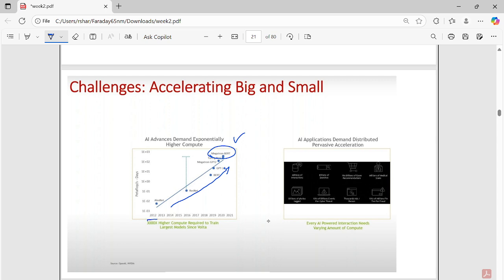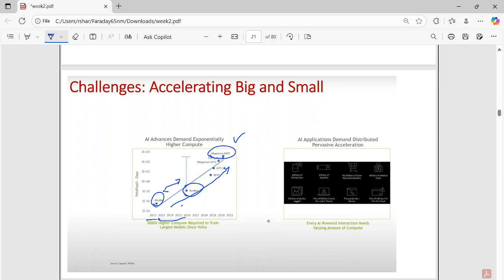In 2012, the network which won the ImageNet challenge was AlexNet, and then later we can see ResNet. There is a 300x gain in just these 3 years from the previous model, and so the amount of compute needed increased by almost 3000x. So this is the first problem.